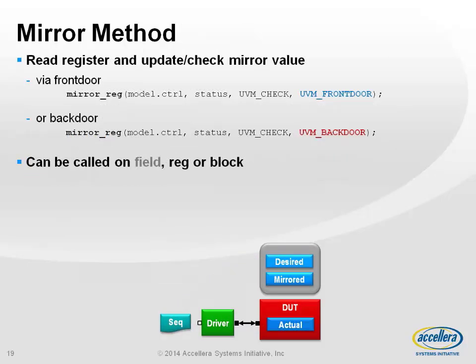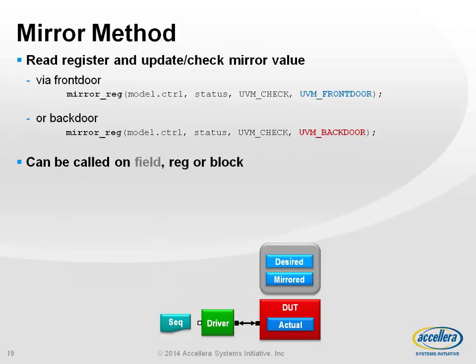Then there's also the mirror method. You call mirror register, and again, you give it the register through the register model, the status, and then this next argument says UVM check. So you can actually tell it whether or not to do anything with the value there. So we're basically going to check that the mirrored value matches the desired value when we do that.